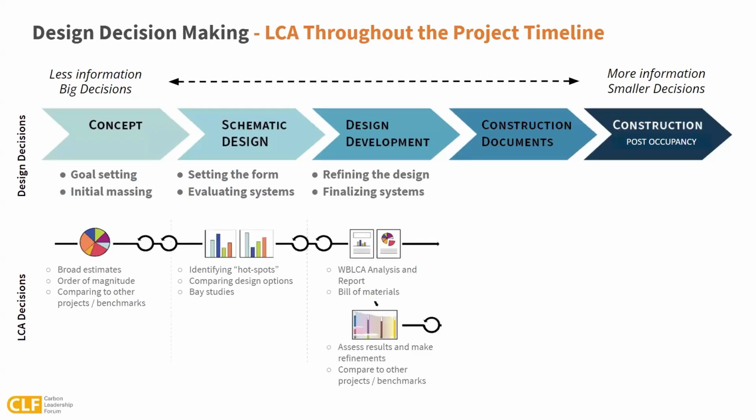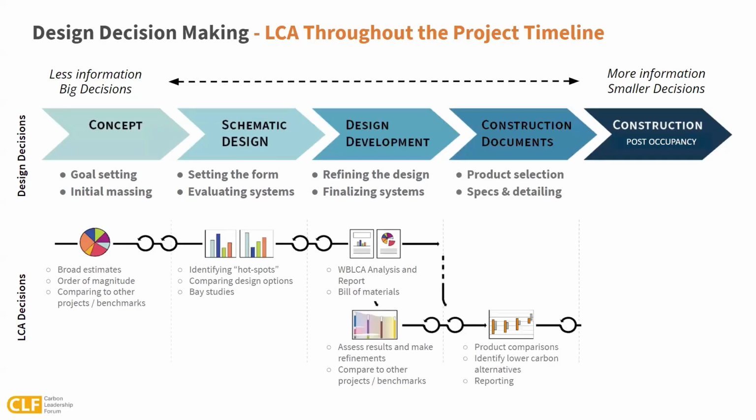But by the middle of design, the major systems and form of a building are usually fixed. And designers might start using whole building LCA to compare smaller design options like one type of wall assembly to another, or start using whole building LCA to estimate the total impacts of what the project might be after it's constructed. And then later in design, designers have a lot more information about the building, but the decisions they're making tend to be a little smaller.